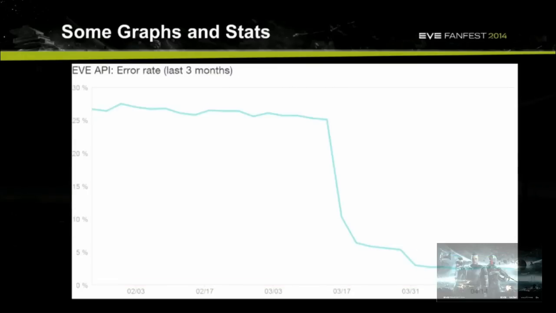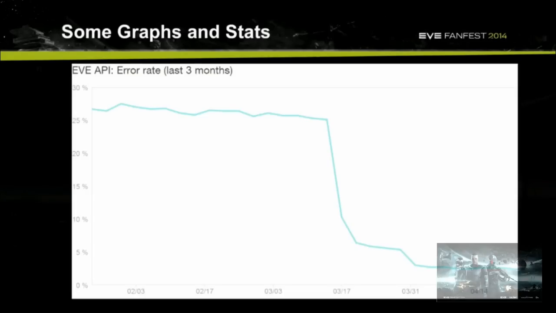This is a little bit interesting as well. This is our error rate on the API. We used to get an alert every half an hour that the API was over 5% error rate, and it just went on for months and months and months, and then EveMon made a fix, and we were all happy.